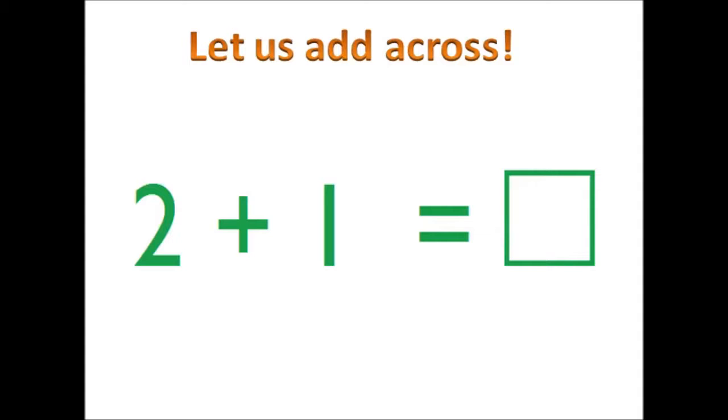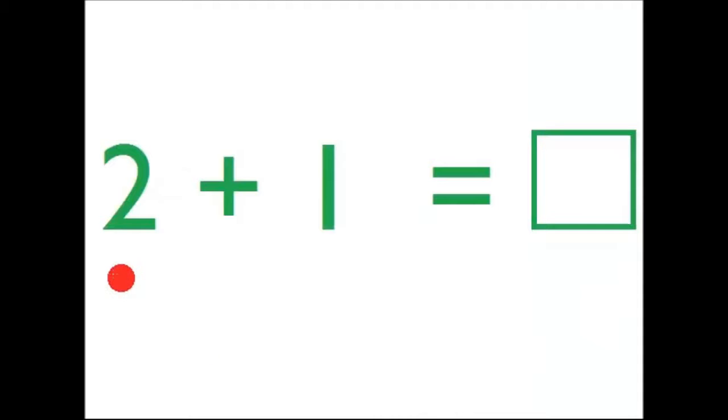Okay? Now this is also called a sum, right? A sum. And when we add from left to right, it means we are adding across. So 2 add 1 equals something. Right? Good. So now we are going on. We are going to actually solve this problem or this sum. We call it a problem sometimes, right? Or a sum. So here we have 2 add 1 equals something, an answer that we will write here.